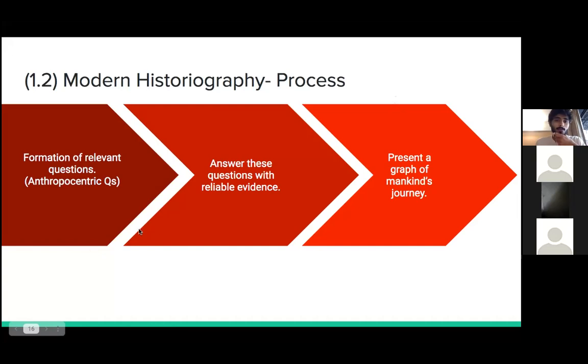All right. So this is the process of modern historiography. Thank you to everyone who replied: Aditya, Chanda, Muskan, Alfia, Chand, Karthik, Ankit, Prachi, Fuzel. So now I'll go ahead to the last part of modern historiography. So that we have this process, that's 3 steps, out of which the first step has an extra little point there of anthropocentric questions.